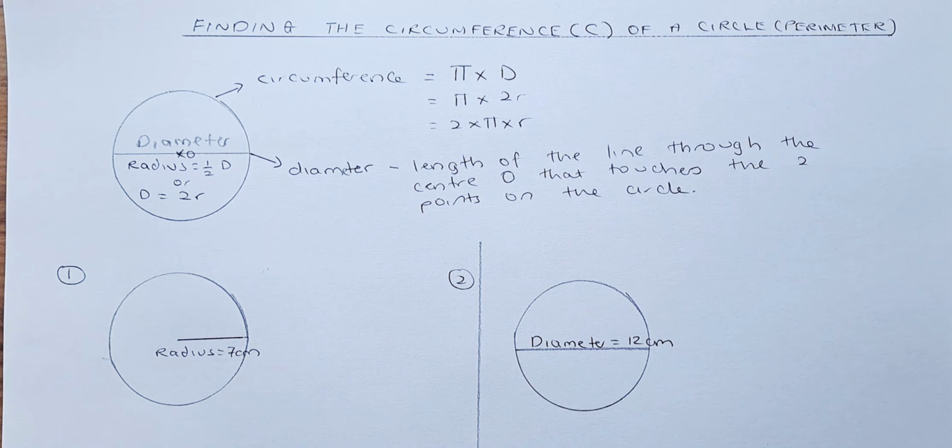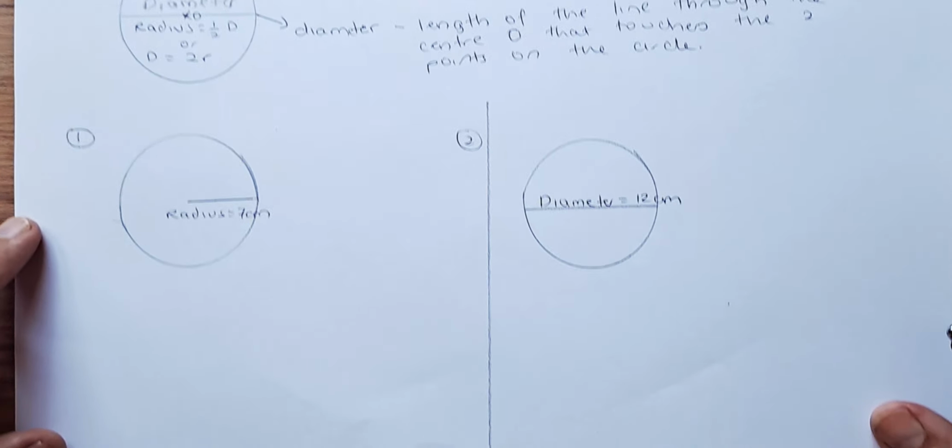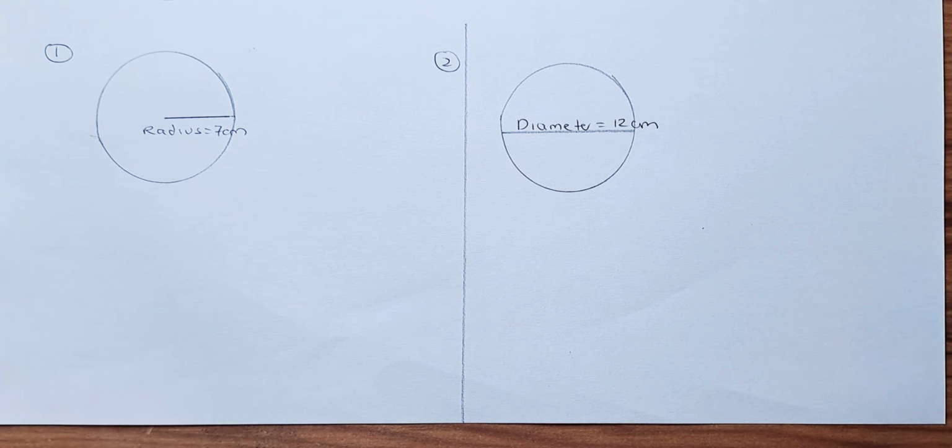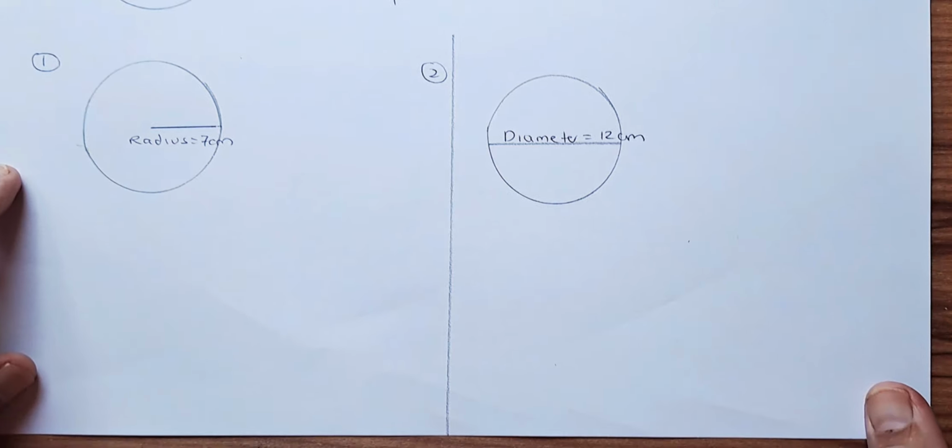So let's look at example 1. Example 1 has a radius of 7 centimeter. So we are going to use the first formula. The first formula is 2 times pi times r.